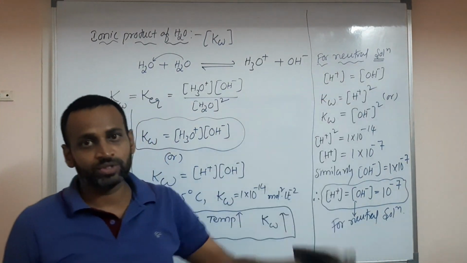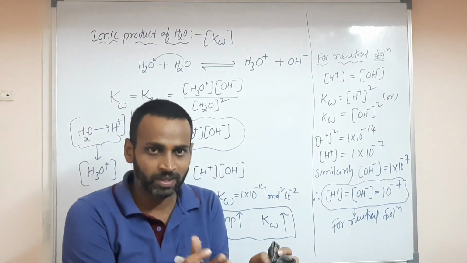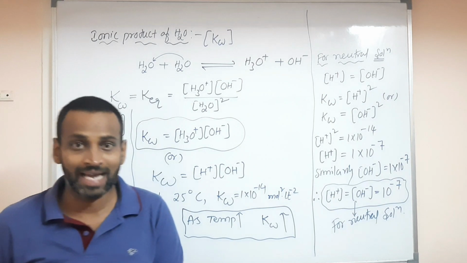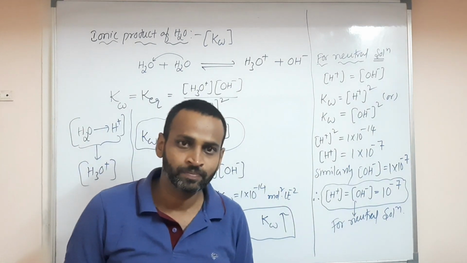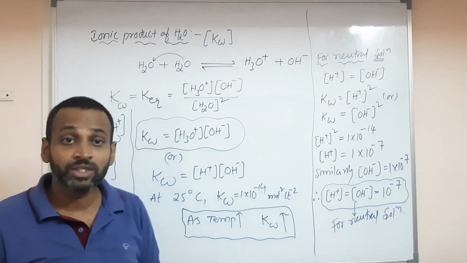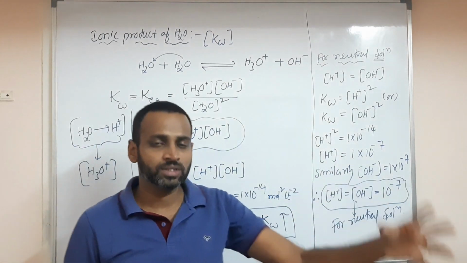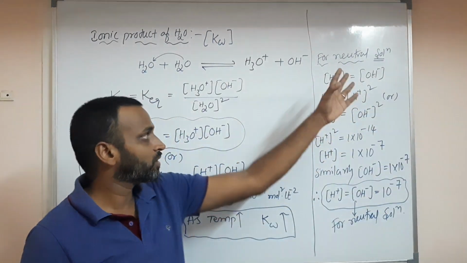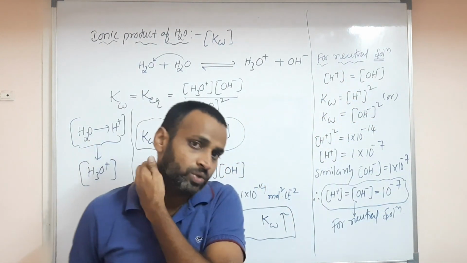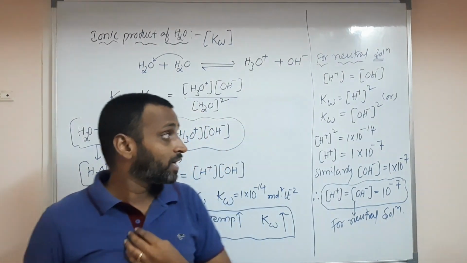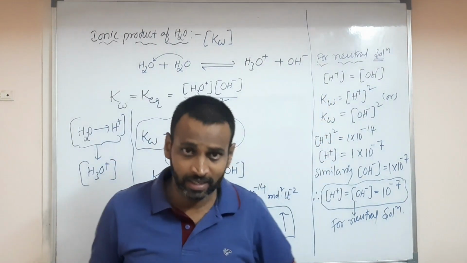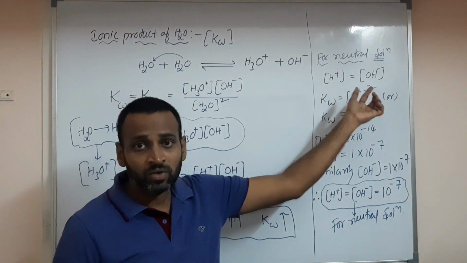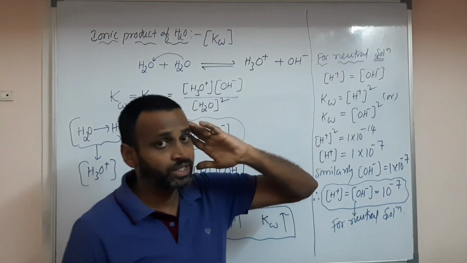For neutral solutions, neutral means what? How many H plus ions are there, that many OH minus ions are there. Acid combines with base. If the concentration of H plus is equal to the concentration of OH minus, then only you will have a completely neutral solution. So when we consider a neutral solution, the H plus ion concentration and OH minus concentration are equal.